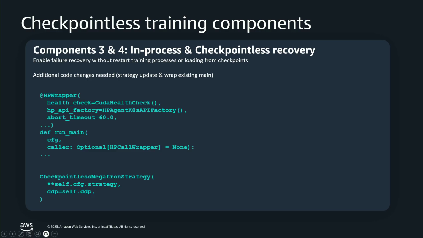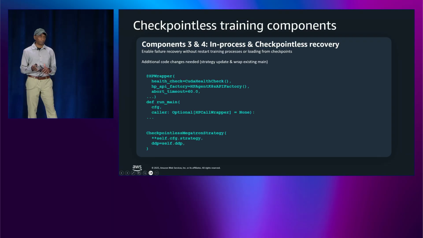Moving on to the in-process recovery and checkpointless recovery components, this one is a little more involved. You have to do a couple of changes, including changing the strategy used by your PyTorch training code to point to the HyperPod specified checkpointless strategy. This instructs the framework to not use the classic checkpointing, but rather use the restartless checkpoint that we have implemented.